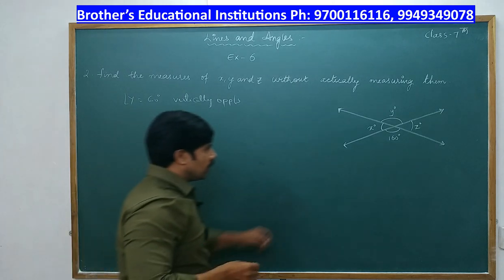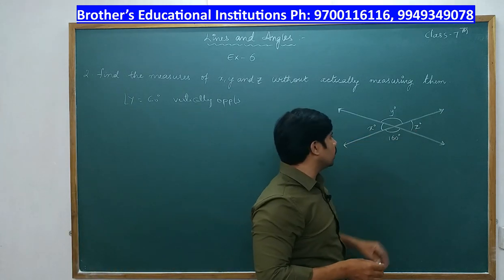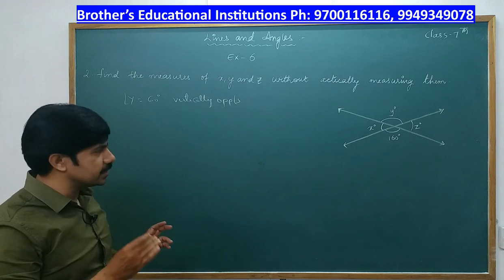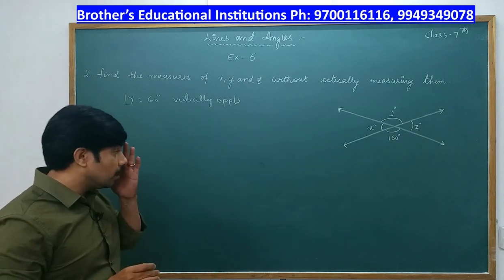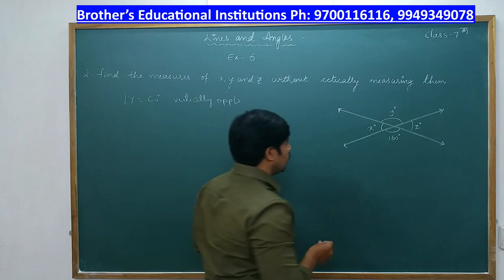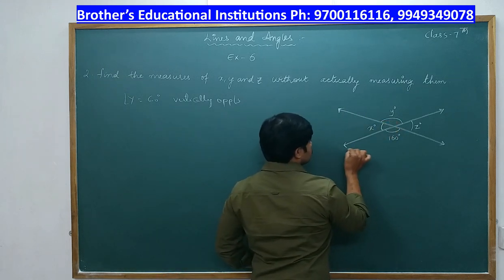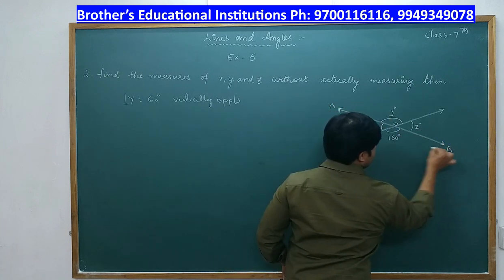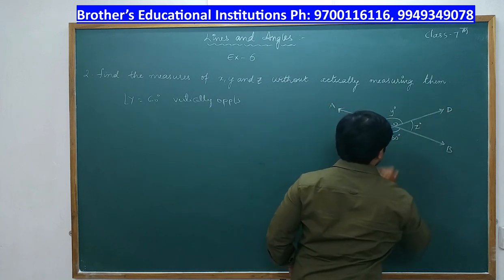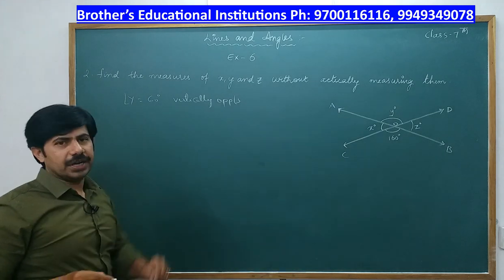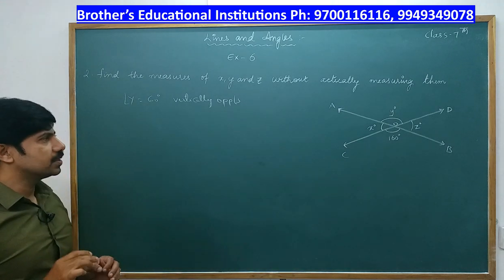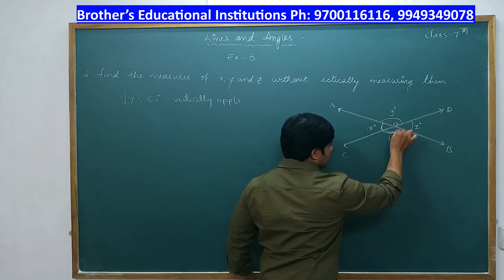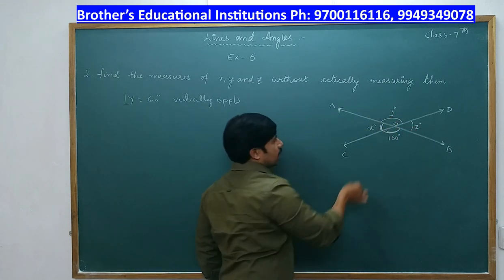Now here X and Z are vertically opposite angles, but we don't know what X and Z are. Actually X and Z are equal, X is equal to Z, no doubt. But first we will find one of the angles in it. See, now suppose this is O, A, B, C, D. AOB is a straight line. Angle in a straight line is 180 degrees.